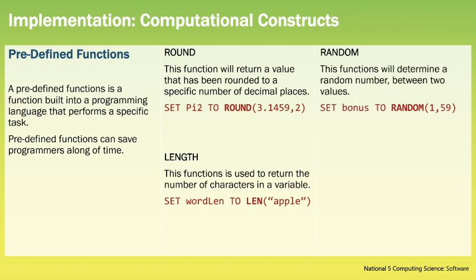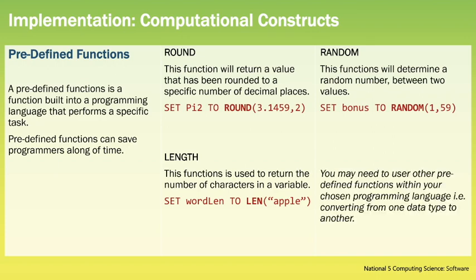The random function will generate a random number between 2 different values. So in this example, the value of bonus can be any number between 1 and 59. Now, depending on the programming language that you use, there may be a number of other predefined functions that you use. For example, you may need to use a predefined function to convert from one data type to another.